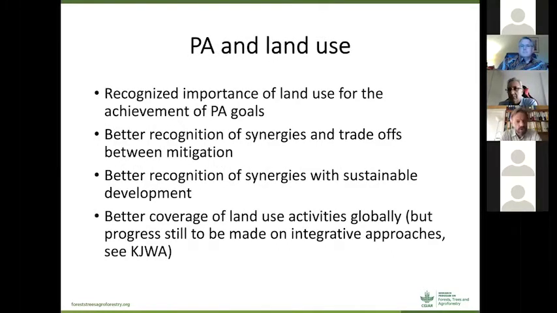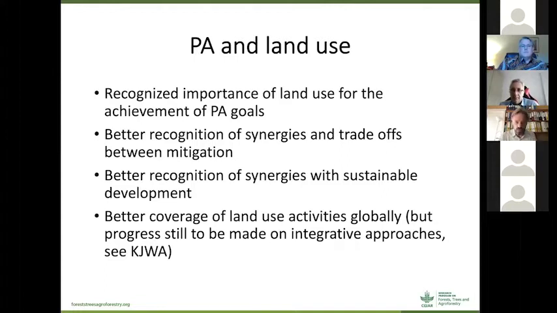So the Paris Agreement recognized the importance of land use for the achievement of its goals. There is now a better recognition of synergies and trade-offs between mitigation and adaptation. And there is better recognition of synergies with sustainable development, where all the social and smallholder discussion we had before is put back at the center. And a better coverage of land use activities globally, but there's still progress to be made on an integrative approach across sectors, not only agriculture and forestry.